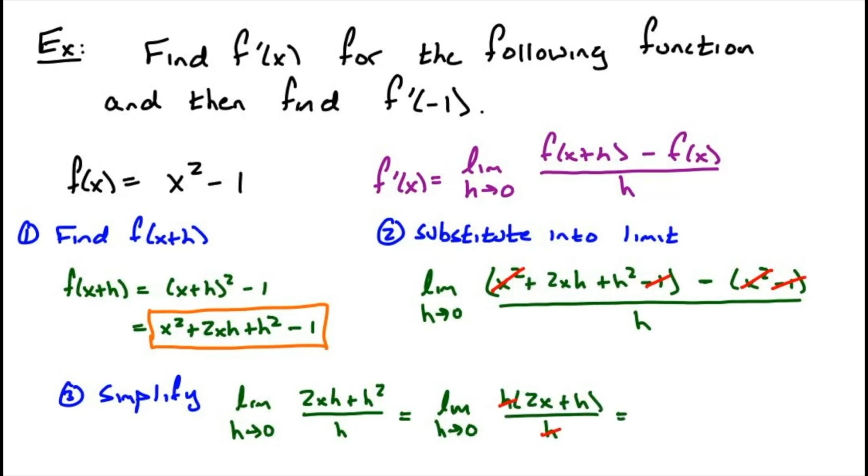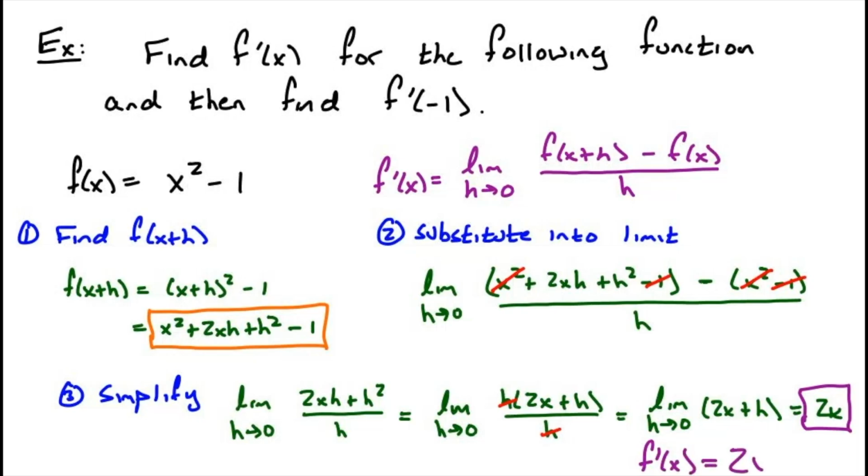Now we see the h's can cancel out, leaving us with the limit as h approaches 0 of 2x plus h. Finally, we plug in 0 for h, and we get 2x. So that means that our derivative, f prime of x, is equal to 2x. We'll finish this problem on the next slide.